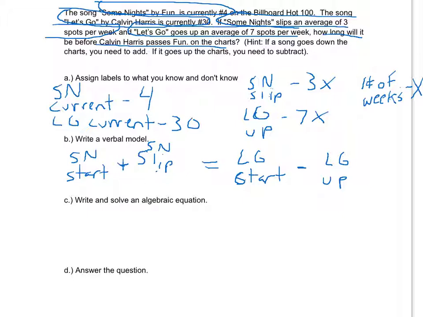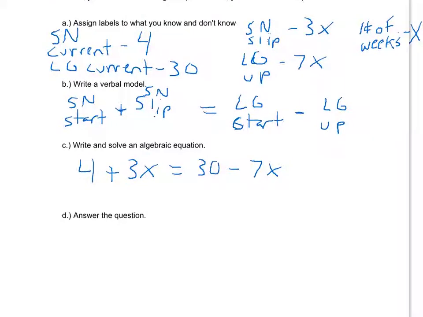Well, let's write an algebraic equation. Some Nights starting spot is 4, plus we represent it slipping by 3 times the number of weeks, 3 spots for each week. That equals Let's Go's current spot, 30, minus how much it's going up, 7 spots per each week. So there's our equation.